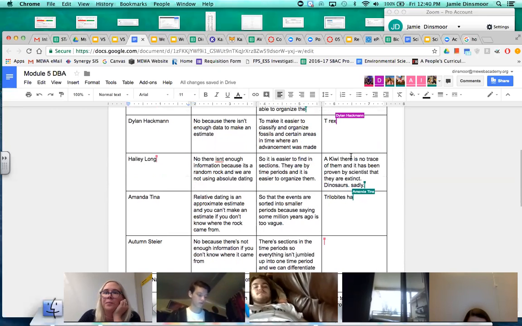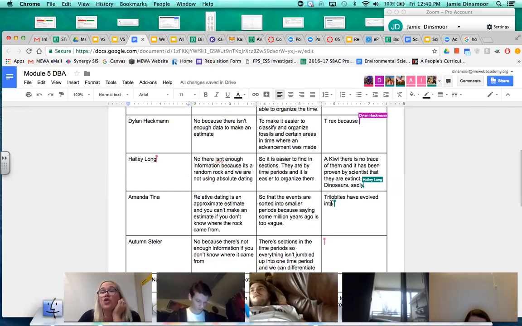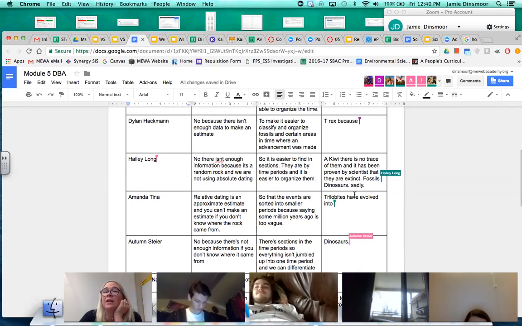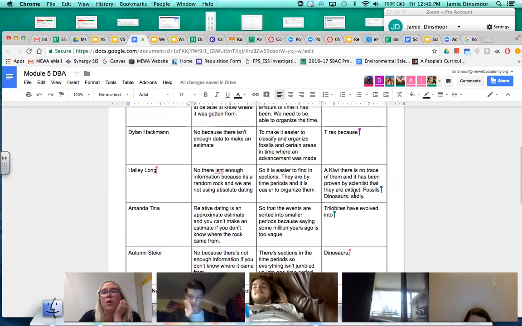A kiwi. It's been proven that they're extinct. How has it been proven? Dinosaurs, yeah, that was the obvious one, right? The trilobites have evolved into something else, right? So they no longer exist, but their relatives exist.